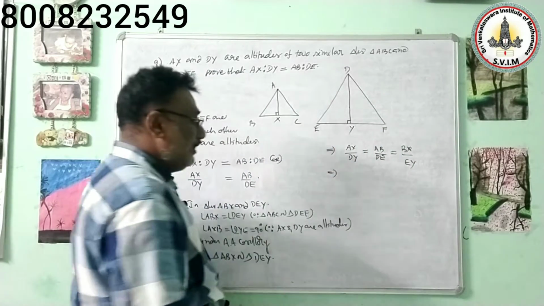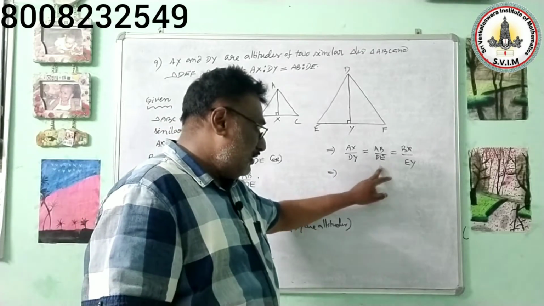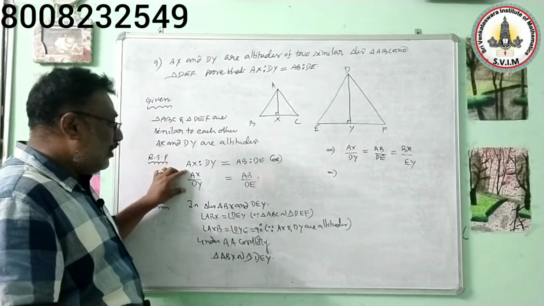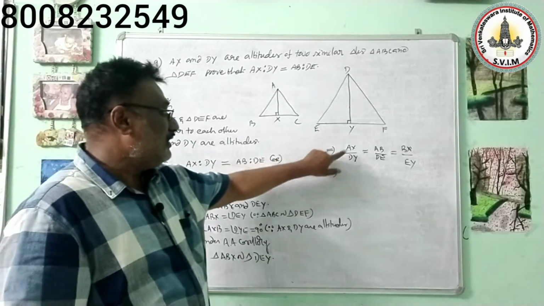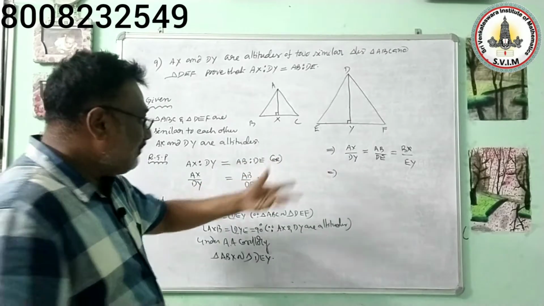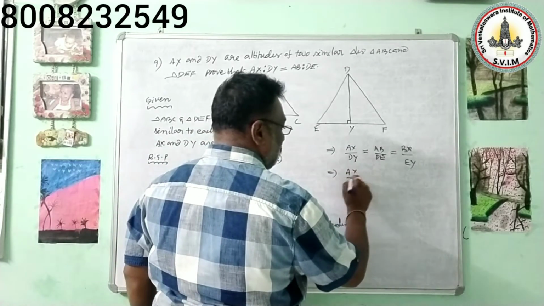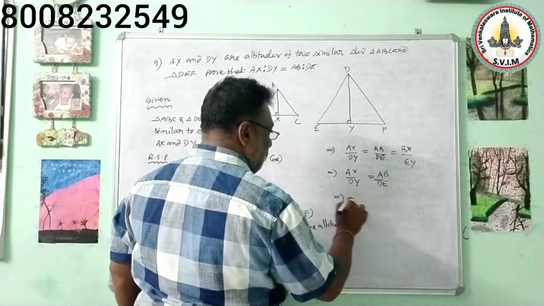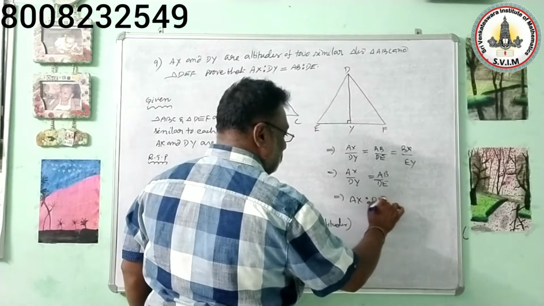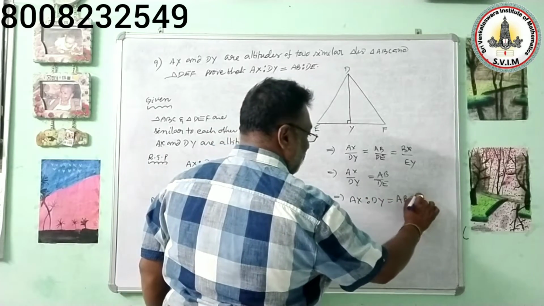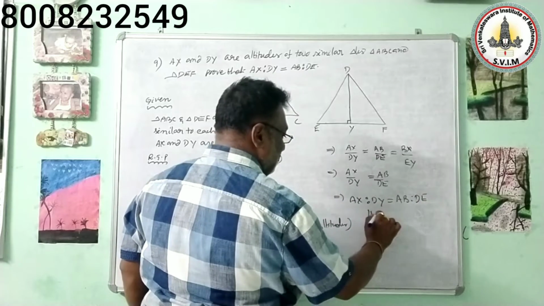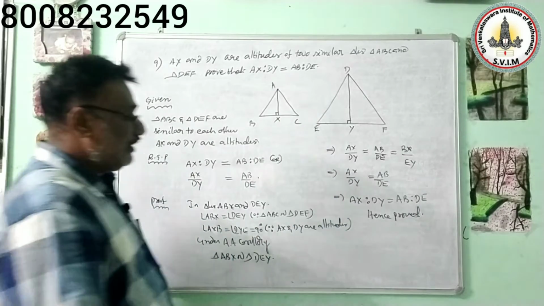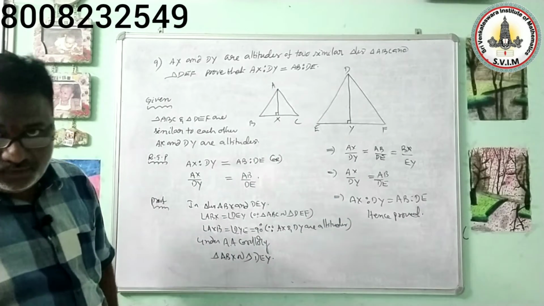Now listen to me. You can take these two ratios or these two ratios or these two ratios. But here we need to observe one thing. What we need to prove here? AX by DY is equal to what? AB by DE. That one we need to take. So AX by DY is equal to AB by DE. So that implies AX is to DY is equal to AB is to DE. Hence proved. Okay, just watch that problem.